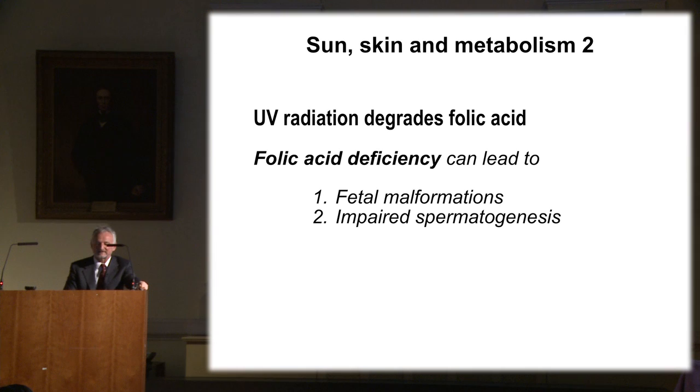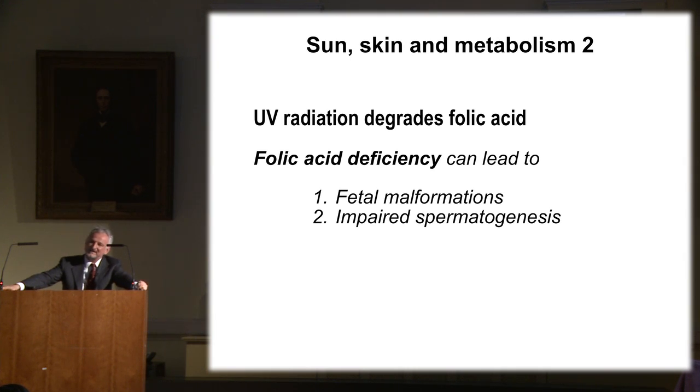And the second factor, sun, skin, and metabolism, is UV irradiation. UV, not only UVB, but also UVA, can destroy folic acid, which is a building stone for nucleic acid, which is an essential part of our bodily functioning.